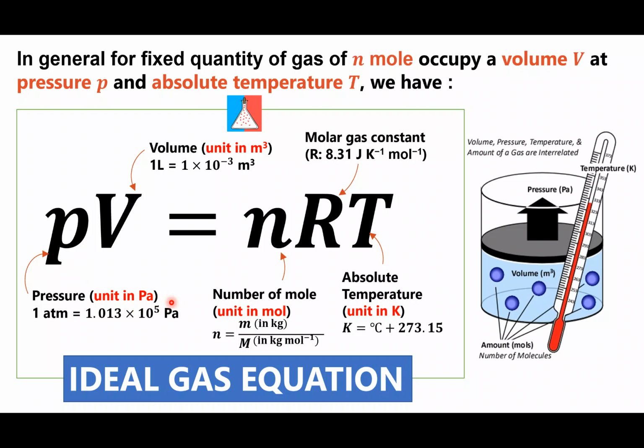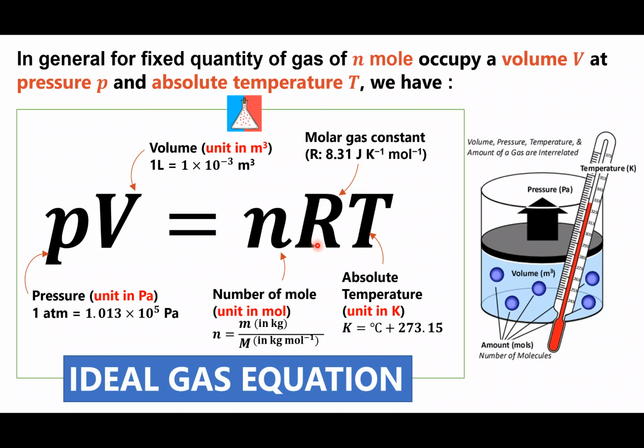So pressure mestilah dalam unit Pascal. So you have to know on how to convert from ATM to Pascal. So 1 ATM is equivalent to 1.013 times 10 power of 5 Pascal. Volume mestilah dalam meter cube. Wajib. Okay, so you kena tahulah 1 liter bersamaan 1 darab 10 kuasa negatif 3 meter cube. Number of mole mestilah number of mole. So, mass mesti dalam kg. Molar mass you mestilah kg per mole. So, kalau molar mass diberi dalam gram per mole, you have to convert into SI unit.